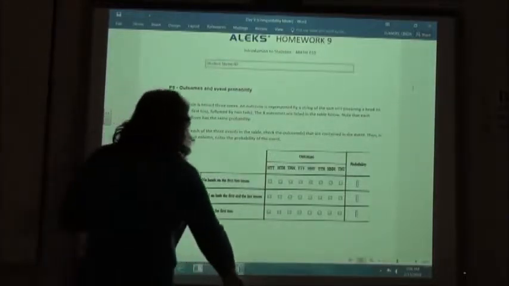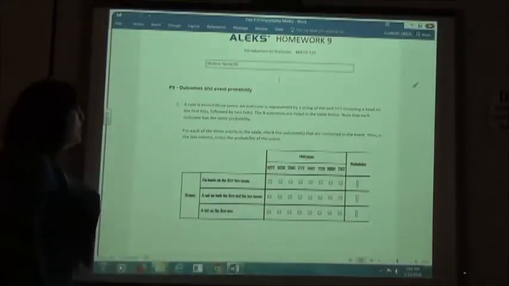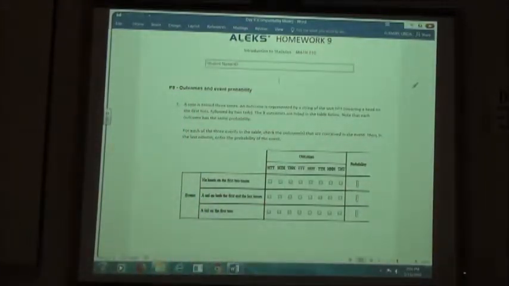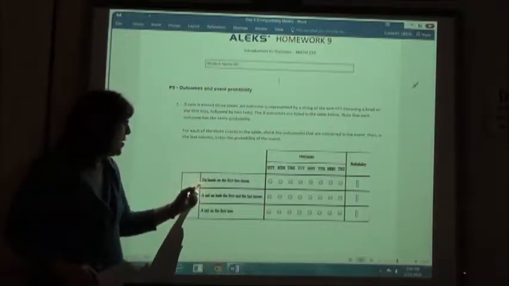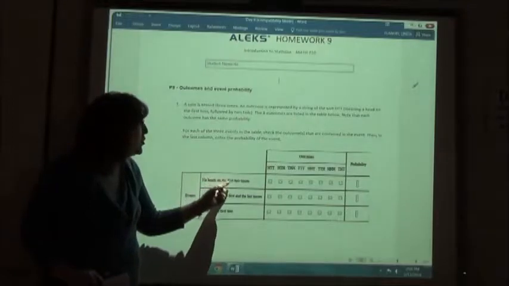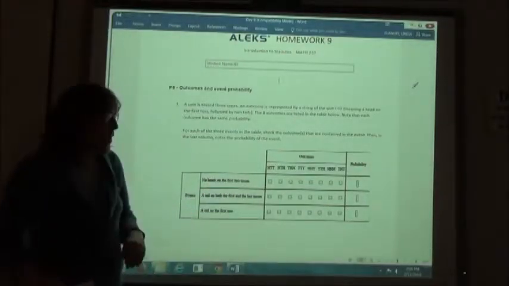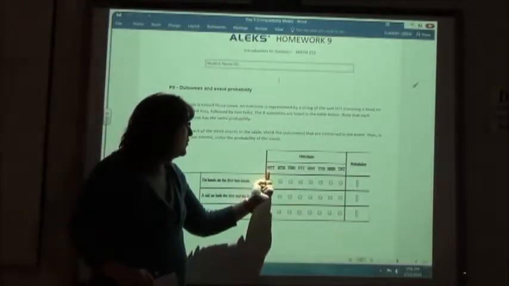So they want us, for each of the 3 events in the table, to check the outcomes that are contained in the event, then in the last column enter the probability of the event. So on the first one it says no heads on the first 2 tosses.